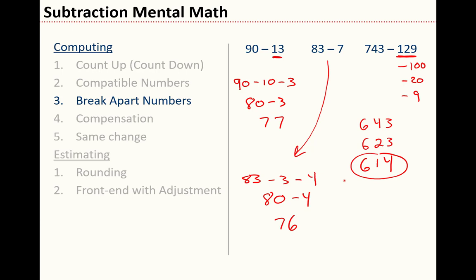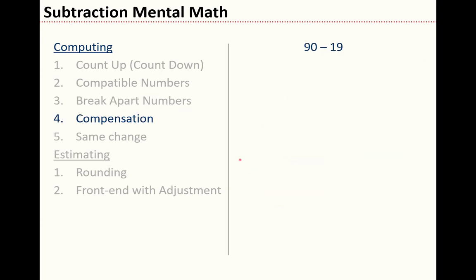So that's break apart. Our next trick is compensation, and I actually did a little bit of compensation in the previous problem. The trick is subtract too much and then compensate by going back. So let's change this problem. Instead of 90 minus 19, let's say 90 minus 20, because that's easy. But here I've over subtracted, so I need to add something back. So adding back, there's my compensation.